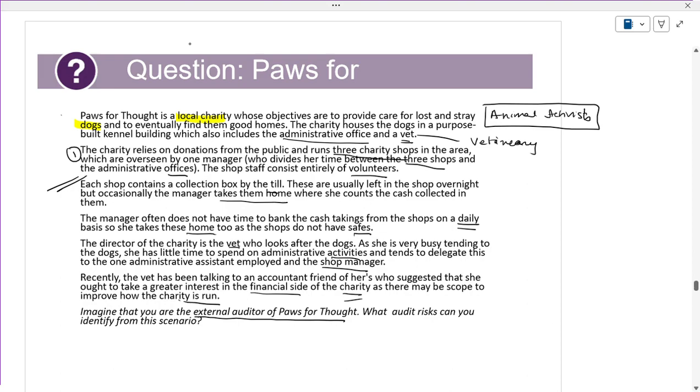Okay, they are taking the till to the home, one point. They are collecting the cash, another point. The manager does not have the time to bank on a daily basis, fourth point. She takes it home too, and as the shop does not have safes, it is a fifth point. The director of the charity is a vet who looks after the dogs. Very busy, he has little time to spend, point number seven.